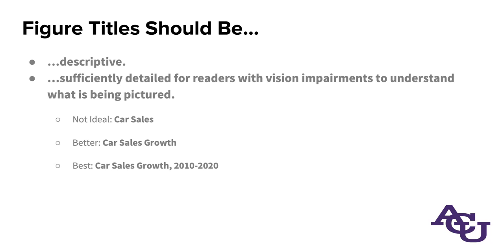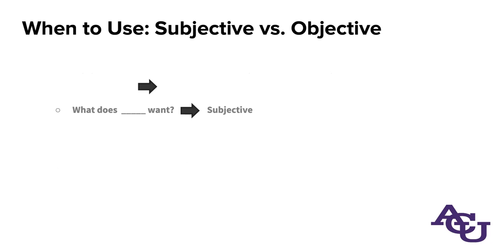So a title as simple as car sales is not ideal. Car sales growth, okay, that's better. Car sales growth 2010 to 2020, okay, even if we don't know exactly what the trend is over this decade-long period, that's enough to say, all right, I understand this is talking about the last decade of data, or it's showing data from the last decade of car sales growth. And do make sure that the figure title is italicized and in title case as we discussed earlier.